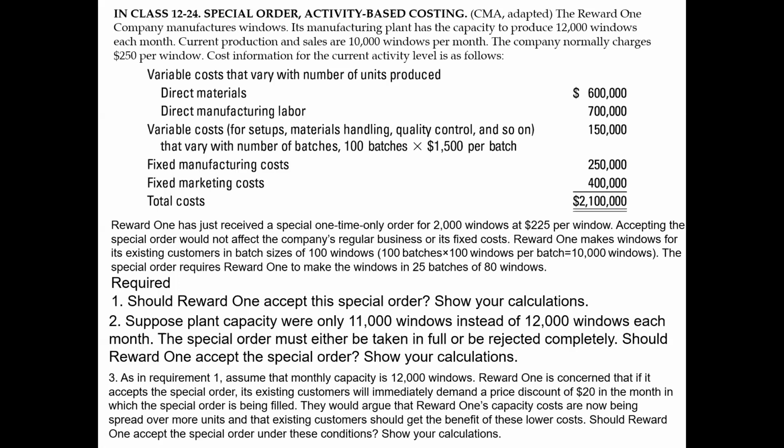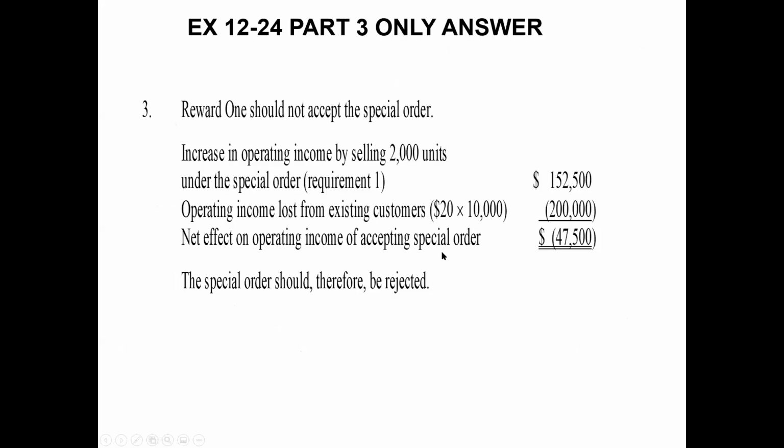Reward 1 is concerned that if it accepts the special offer, its existing customers will immediately demand a price discount of $20 in the month in which the special order is being filled. They would argue that Reward 1's capacity costs are now being spread over more units, and that existing customers should get some benefit of those lower costs. So the question is, should Reward 1 accept the special order under these conditions? Again, they should not accept it.